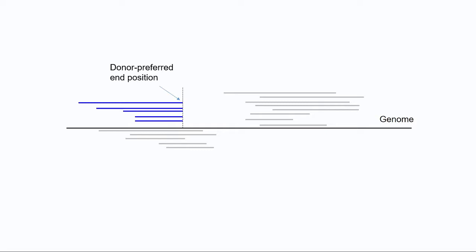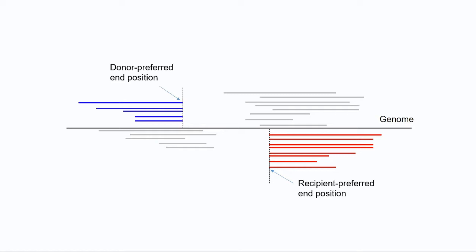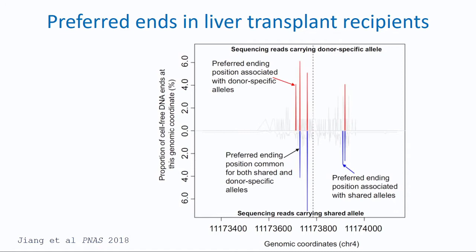It's particularly cut at certain sites. And certain sites are the favorable sites for the liver DNA, and other sites are the favorable sites for the non-liver DNA. So this is a cartoon depiction, but let me show you real data. This is alignment data on a region of chromosome 4.